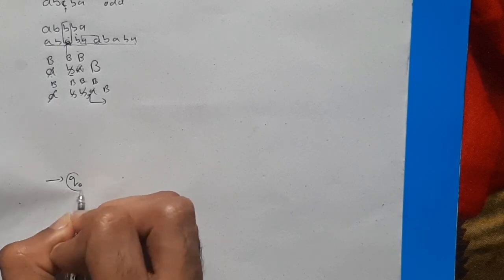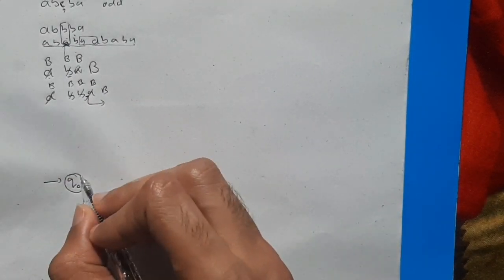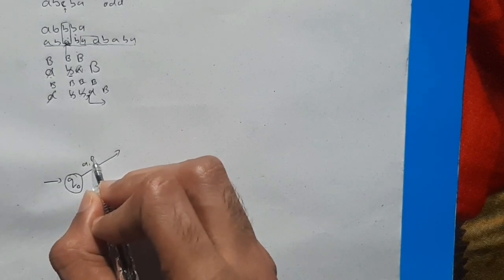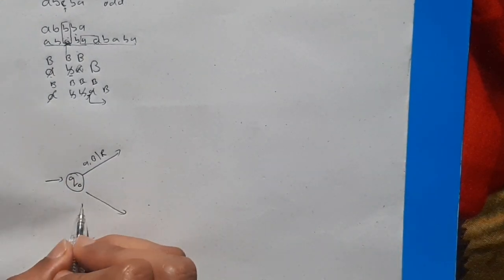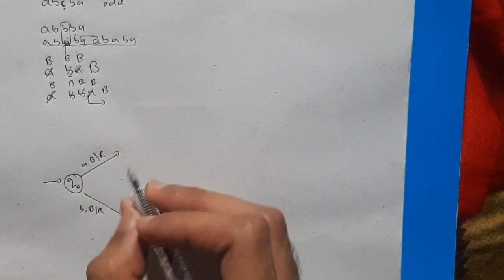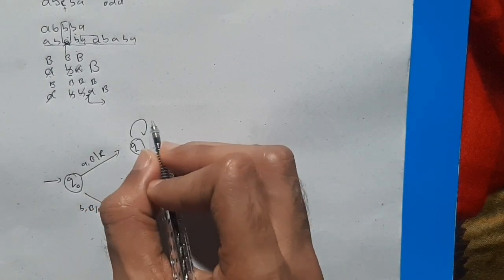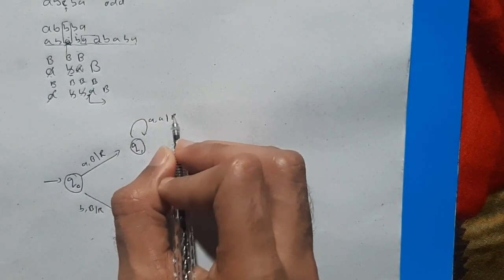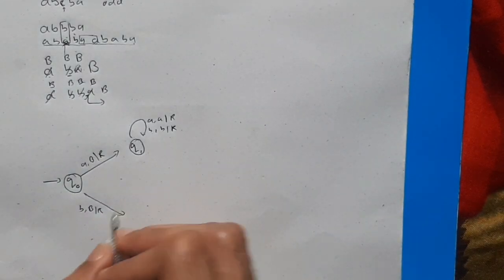So Q naught is our starting state, and I can either encounter A first or B first. As previously, we will be writing here A and a blank space, then R, for the A transition, and for the B transition we'll have B, B and R. So this is for the A transition and this for the B transition. First let's consider the A transition. Here I'll ignore the n number of A's and B's, so I'll write here AAR and BBR.